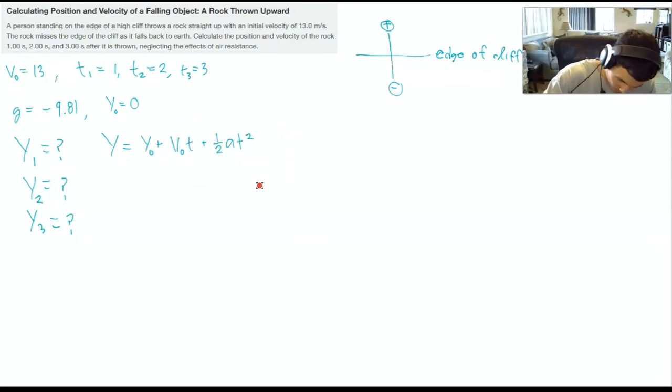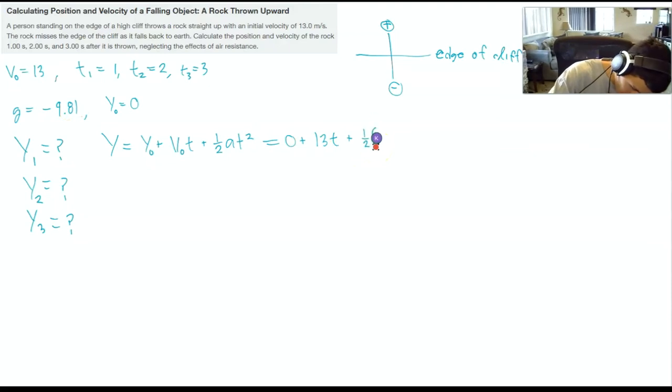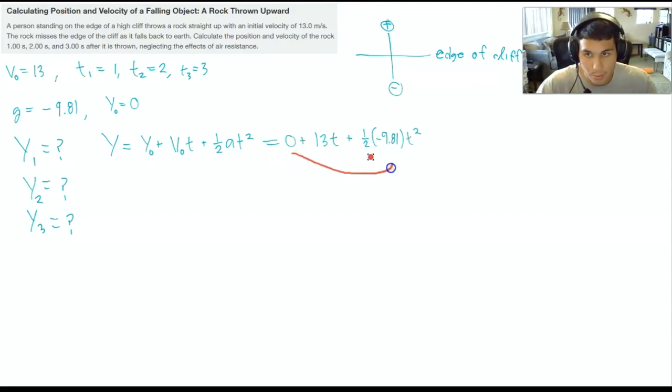So it's going to be what? It's going to be 0 because y0 is 0. v0 is positive 13, so it's 13t, right? There's t here. And then 1/2 times the acceleration, which is gravity, so negative 9.81, and t squared. So this is the equation we're going to use to find these three positions.